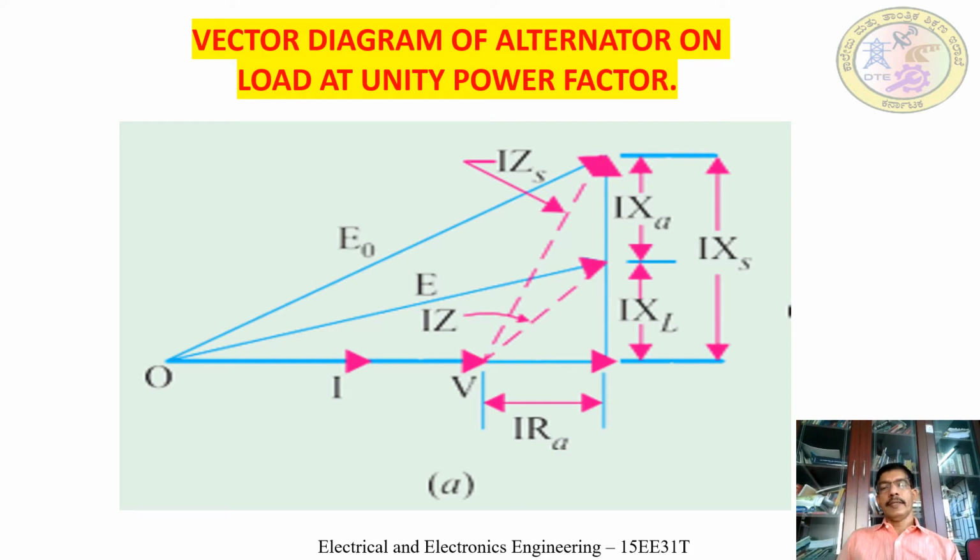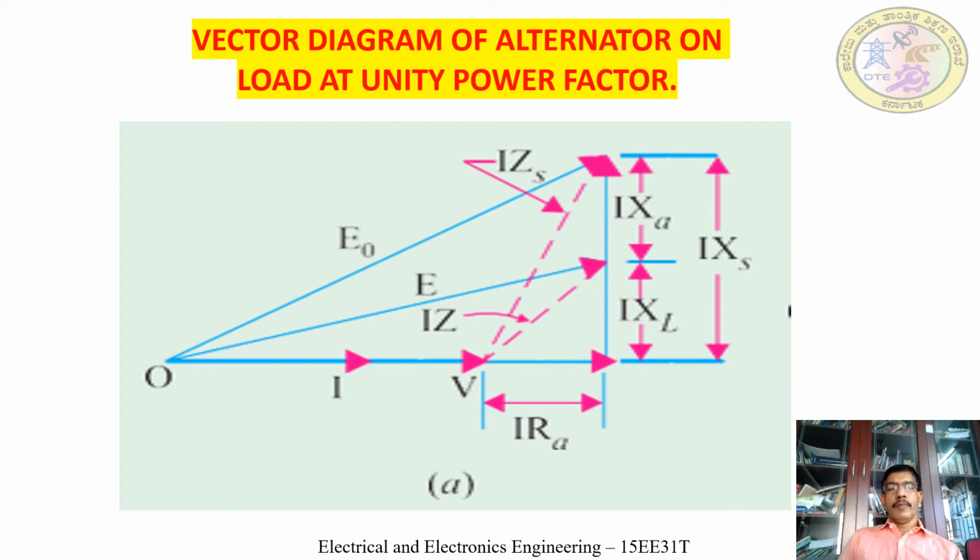Next, armature reaction drop IXA. This is also 90 degrees ahead of the armature current, that means in phase with IXL. So it is a continuation of IXL. Now this is the voltage triangle. One voltage triangle is this one, and another voltage triangle is the bigger one. In this case, the diagonal is I into Z, this is IZS.